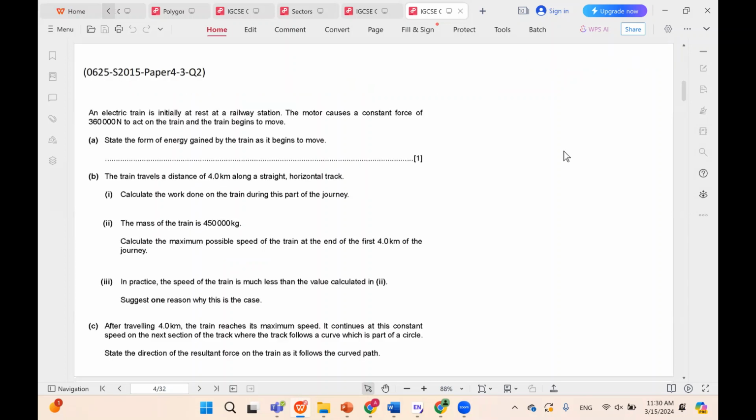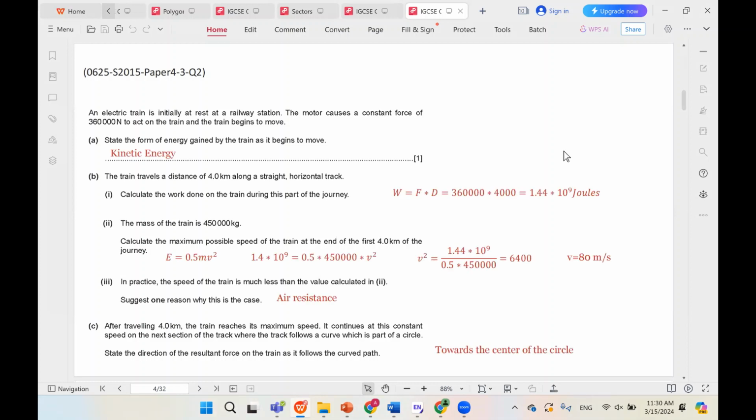An electric train is initially at rest at a railway station. The motor causes a constant force of 360,000 newtons to act on the train, and the train begins to move. State the form of energy gained by the train as it begins to move. Of course, energy of motion is called kinetic energy. The train travels a distance of 4 kilometers along a straight horizontal track. Calculate the work done on the train during this part of the journey.